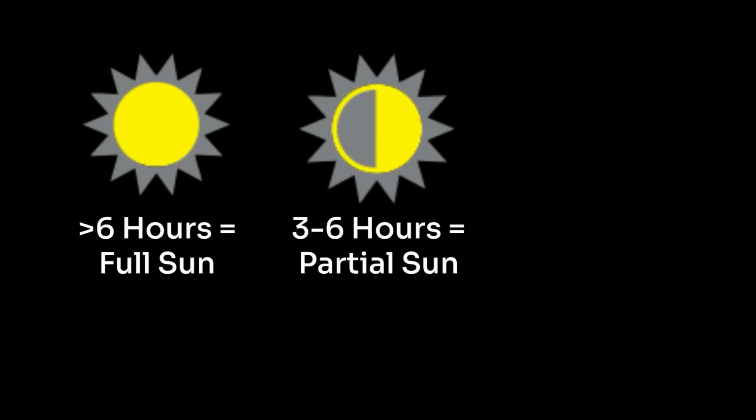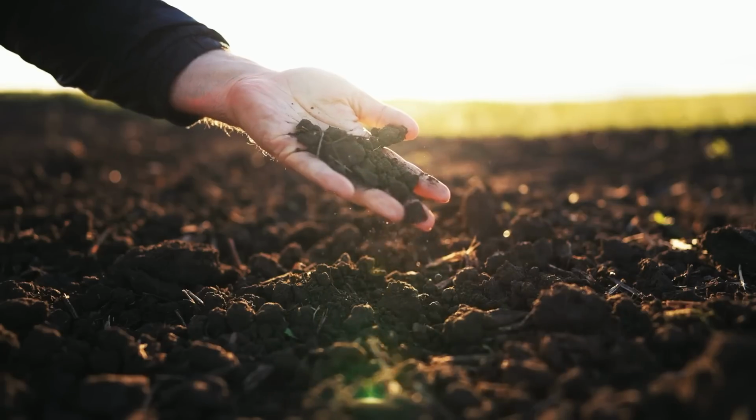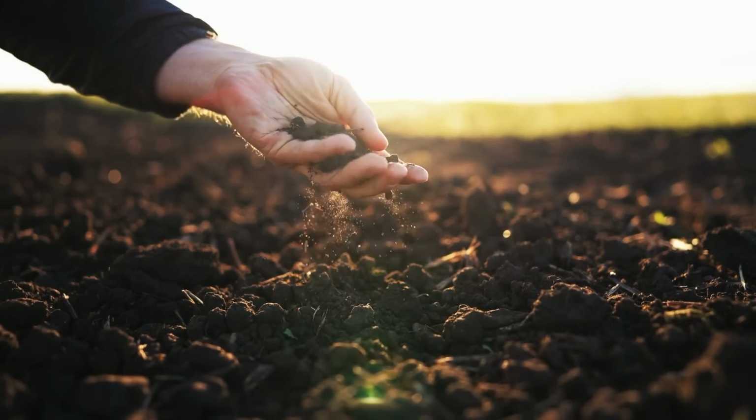Over 6 hours is considered full sun. From 3 to 6 hours is a partial sun situation. And then from 3 hours or less, it's typically considered a shady area. Soil conditions are another thing. Is it sandy? Is it clay? Does it drain well? Etc.